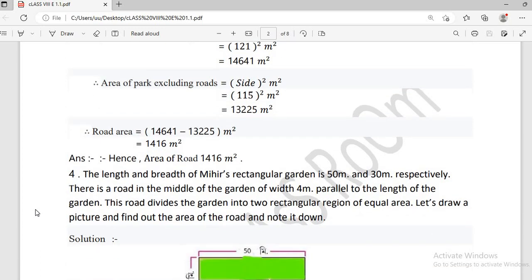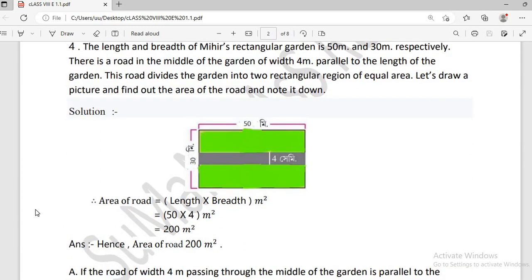Next, math question number 4. The length and breadth of Mihir's rectangular garden are 50 meter and 30 meter respectively. There is a road of width 4 meter in the middle of the garden, parallel to the length of the garden. This road divides the garden into two rectangular regions of equal area. Let's draw a picture, find out the area of the road and note it down.